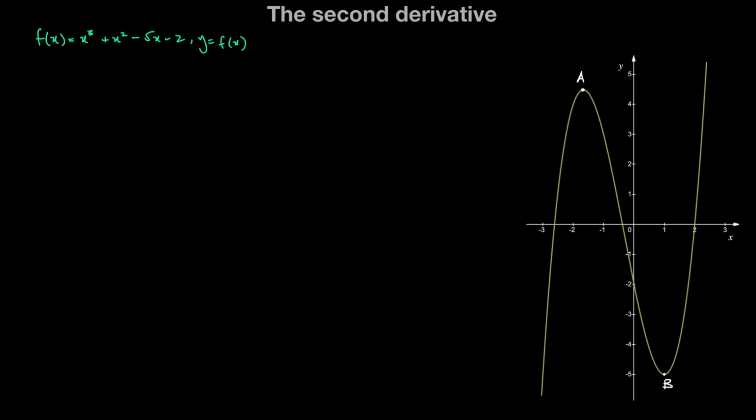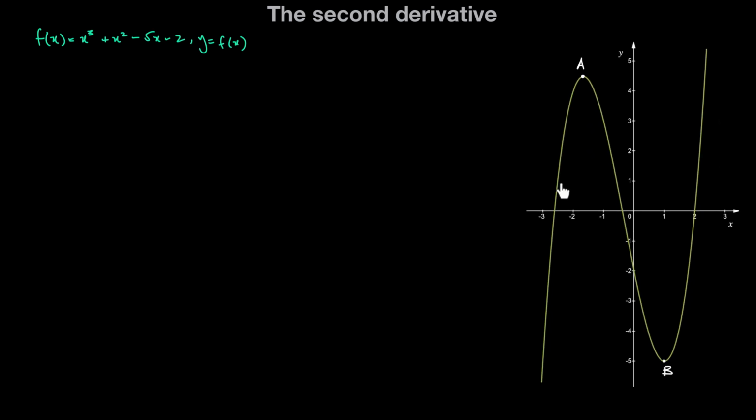So here we have the graph for the function. Here we have the curve that has the equation y is equal to x cubed plus x squared minus 5x minus 2. And what I want to do here is find the coordinates of the turning points in this curve. In other words, I want to find the coordinates of the points A and B. And what we do know is that these turning points A and B are what we call stationary points.